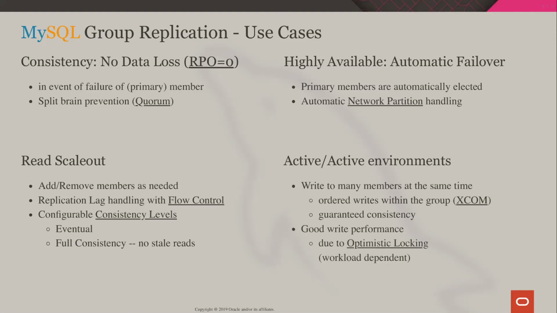So active-active is supported. There are some limitations, of course, and you can write to many members at the same time. Still guaranteed consistency. All writes are ordered in the group, and the write performance is actually quite decent. So it uses optimistic locking, and only when you commit the transaction, it is sent to the other nodes. So it's not like a two-phase commit that needs to happen, which requires two round trips, but there's only one network transfer to all the members, of course, so it's sent multiple times. And yeah, that's it.